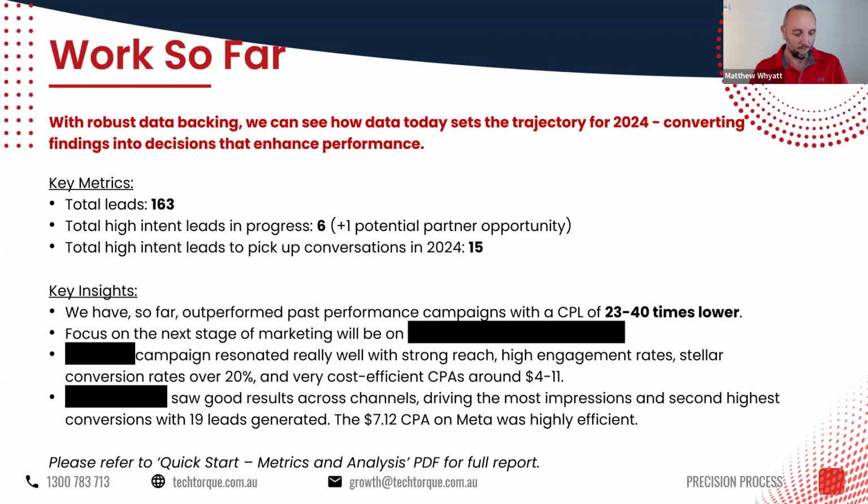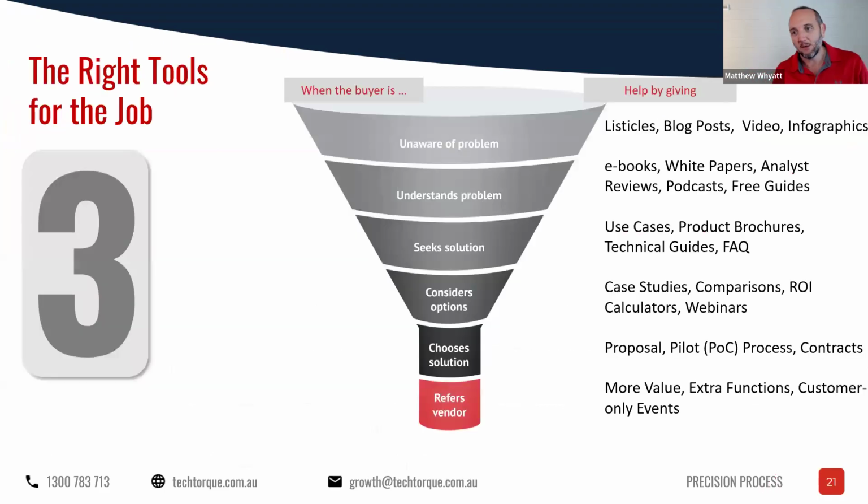This is top of funnel stuff. It doesn't come through straight away. So when I talk about top of funnel or bottom of funnel, this is what I'm thinking about. Unaware of the problem all the way through to refers you. How do you deal with people who are unaware? You provide them content like listicles, like a list, the 6 ways you can achieve X, Y, and Z. Listicles, blog posts, video, and infographics. Then once they understand the problem, you maybe send them ebooks or white papers, analyst reviews, podcasts, and free guides.